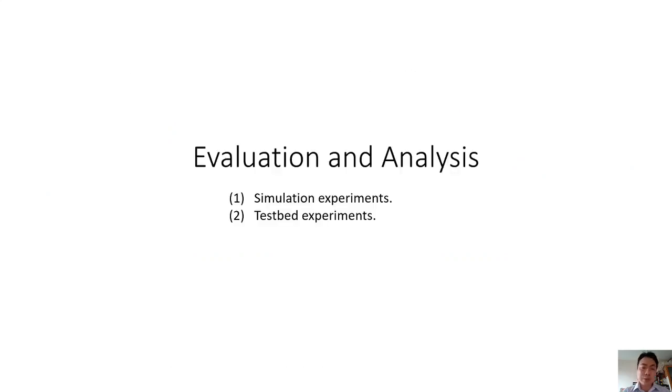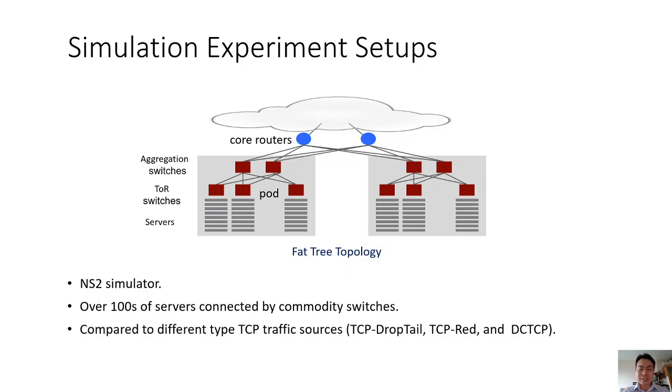So next, I will show some of our experimental results through simulation and testbed experiments. So this is the setup for our simulation experiments. We have a fat-tree topology, done through the NS2 simulator, where we have over 100 servers connected to commodity switches, and we compare our solution with different types of TCP sources, such as TCP drop tail, TCP RED, and DCTCP.